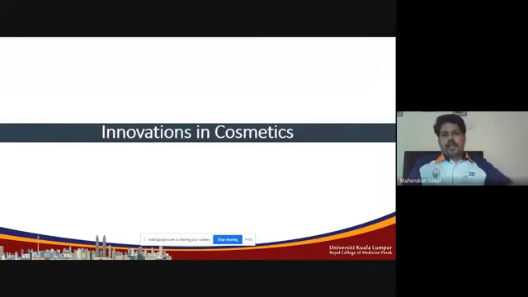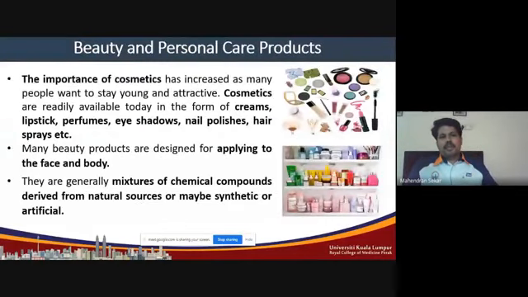So next, I'm going to talk about some innovations in the cosmetics. Cosmetics, including creams, lipstick, perfumes, eyeshadow, nail polish. Every one of us uses at least one cosmetic product every day. That has been practiced, and now the expenses of cosmetic products are too high when compared to the grocery expenses of every home. So this product is going to be a very huge market in future.